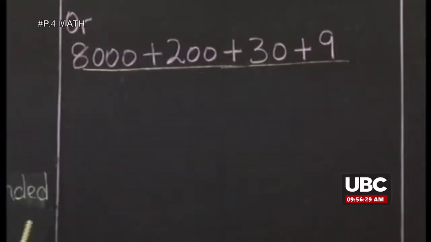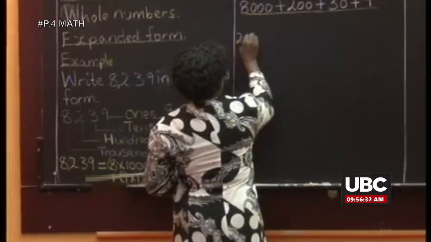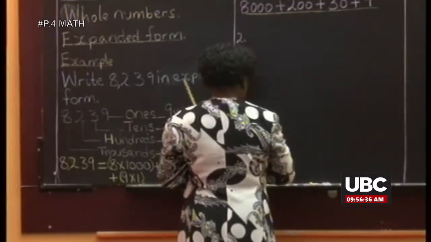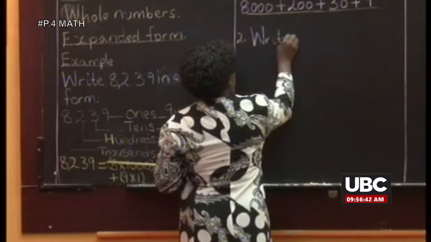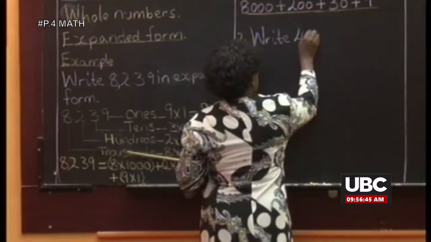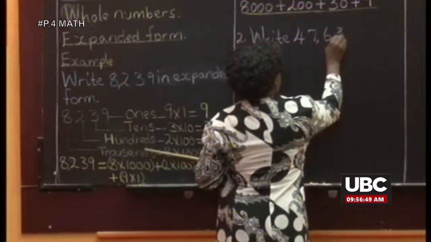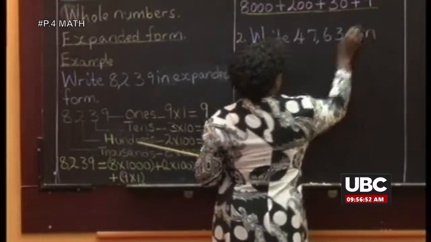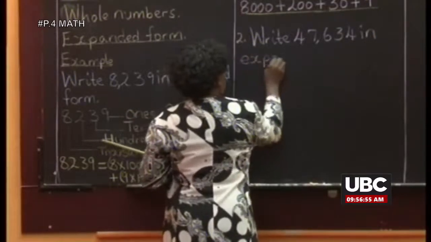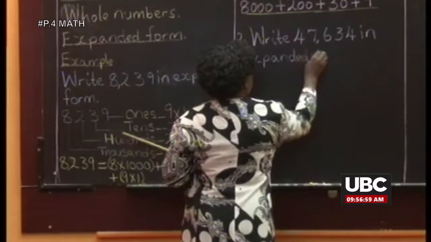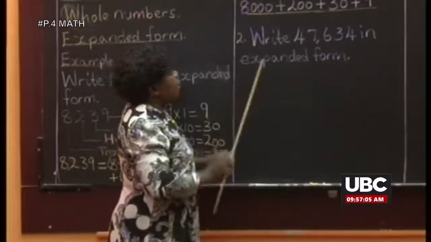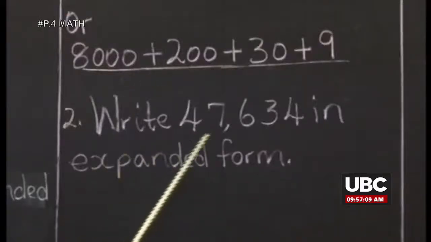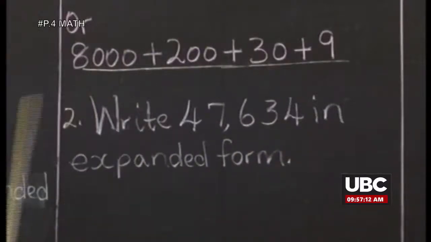Let's look at another example. It says, write 47,634 in expanded form. Let's go for another break. We shall continue from there when we come back.